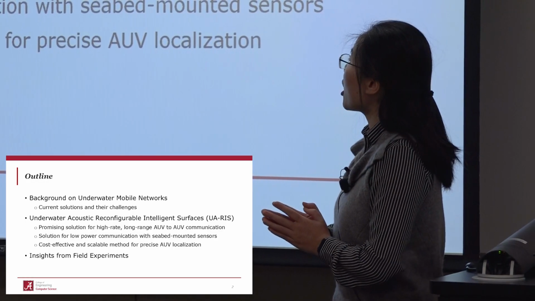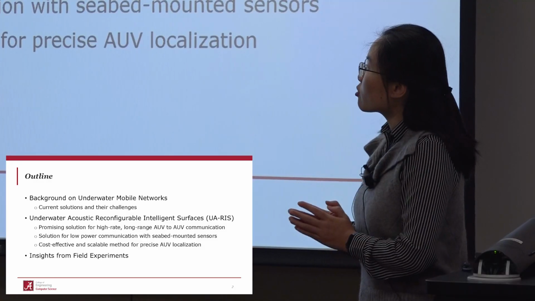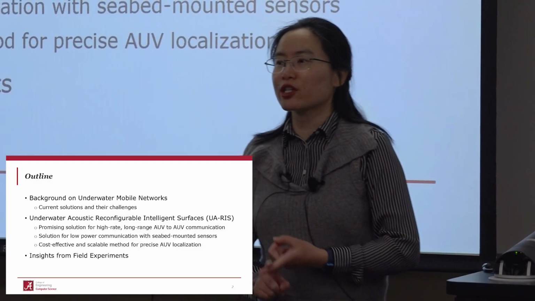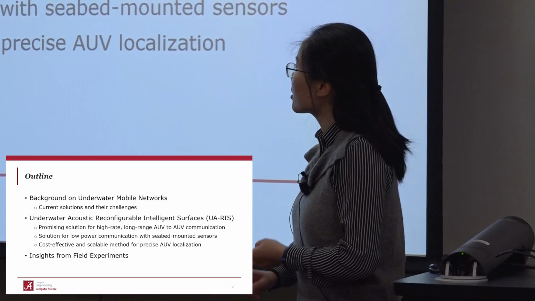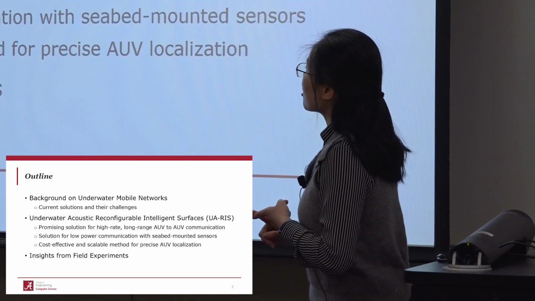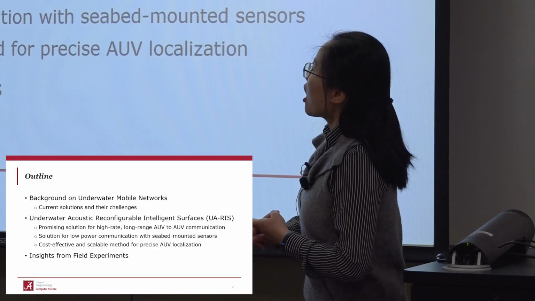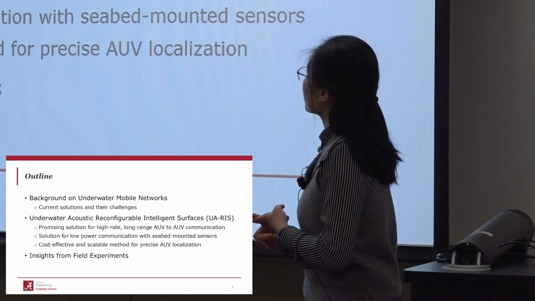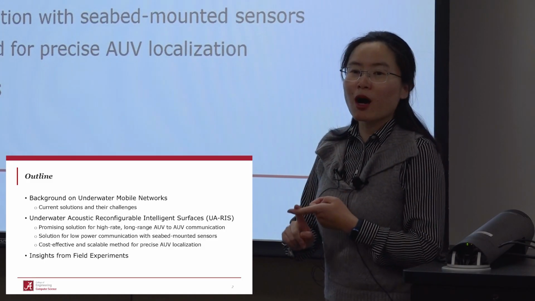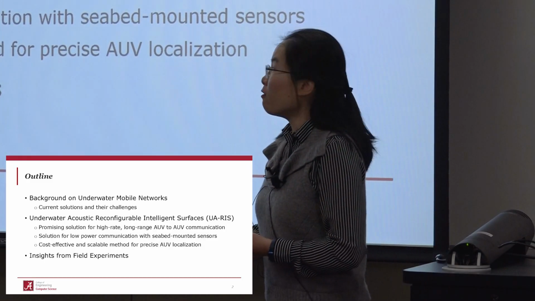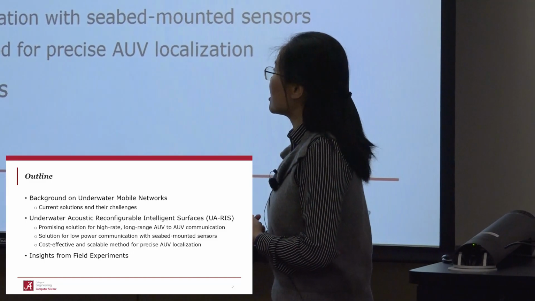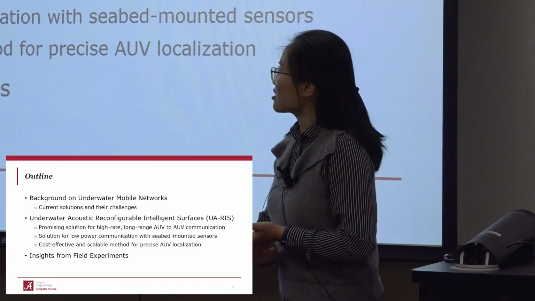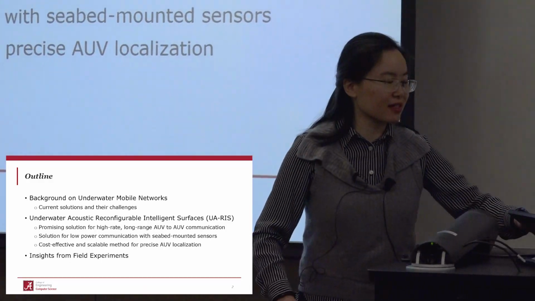In the first part, I will introduce the background of underwater mobile networks, including the existing solutions and the remaining challenges. And in the second part, I will introduce our solution called underwater acoustic reconfigurable intelligent surface, which is a low power solution to overcome those current challenges. And at last, I will share some insights from our field experiments.